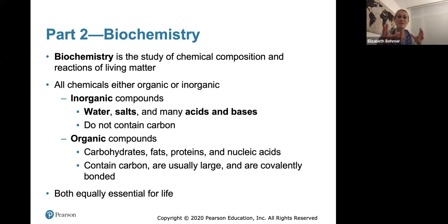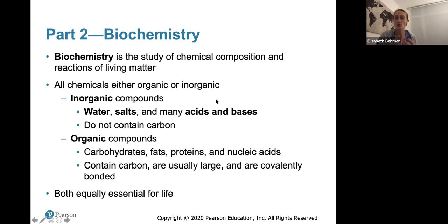We talked about the basics of chemistry in the first part of chapter 2, and now we're going to dive into biochemistry. We'll talk about some of the molecules that make up living things, and specifically the human body. Biochemistry is the study of chemical composition and the reactions of all living matter. So we're no longer talking about your desk or the glass of water that you're drinking. That's non-living. Now we're talking about living matter. So we call this biochemistry.